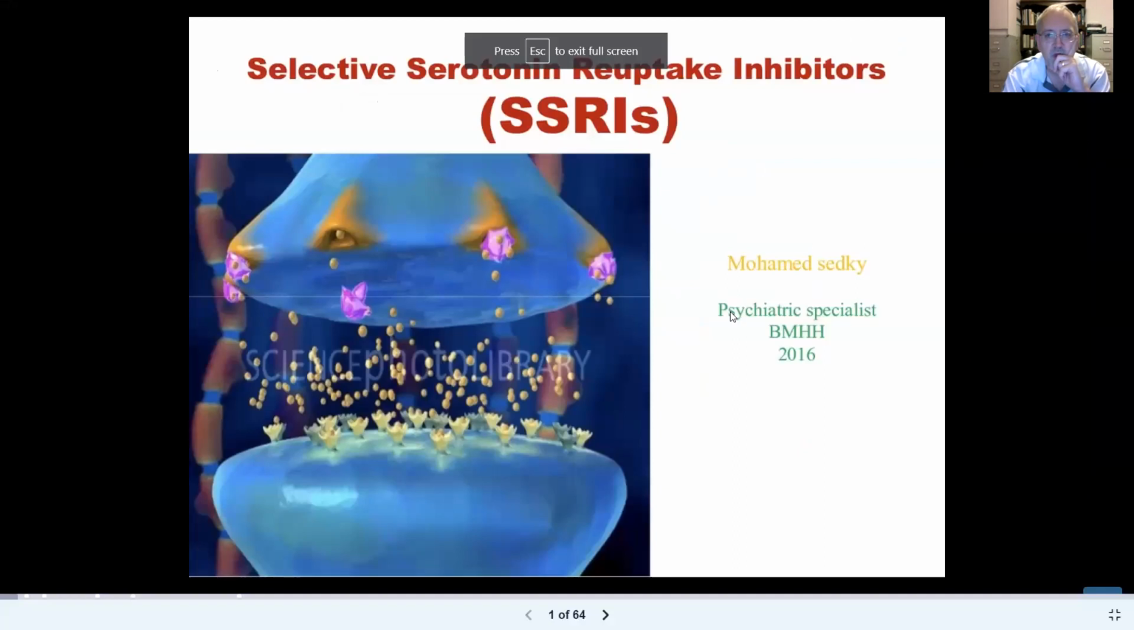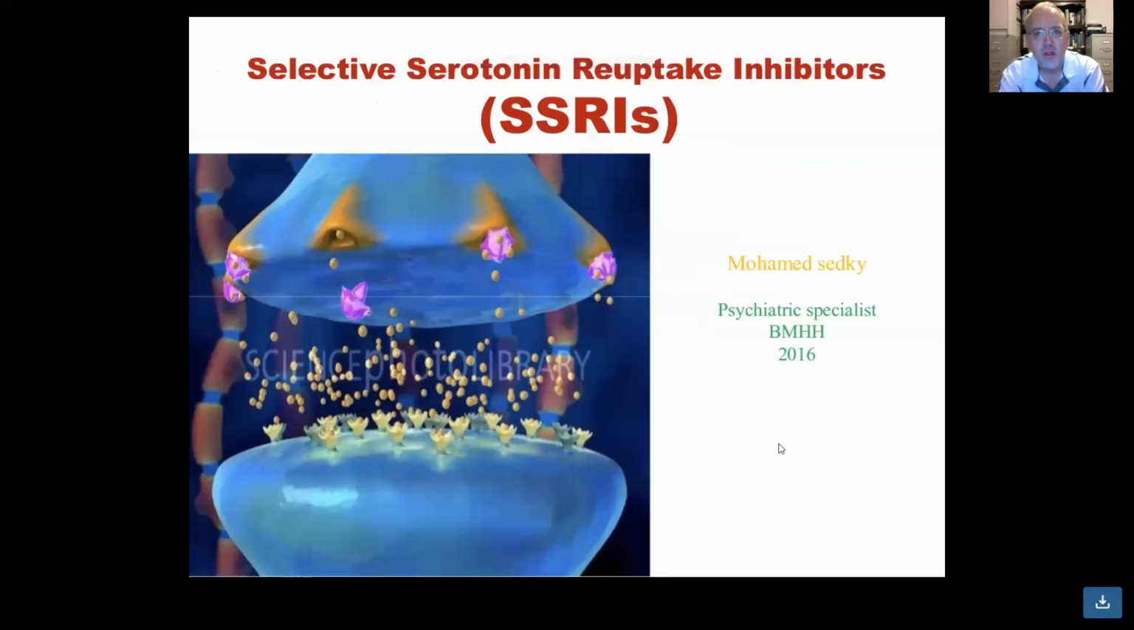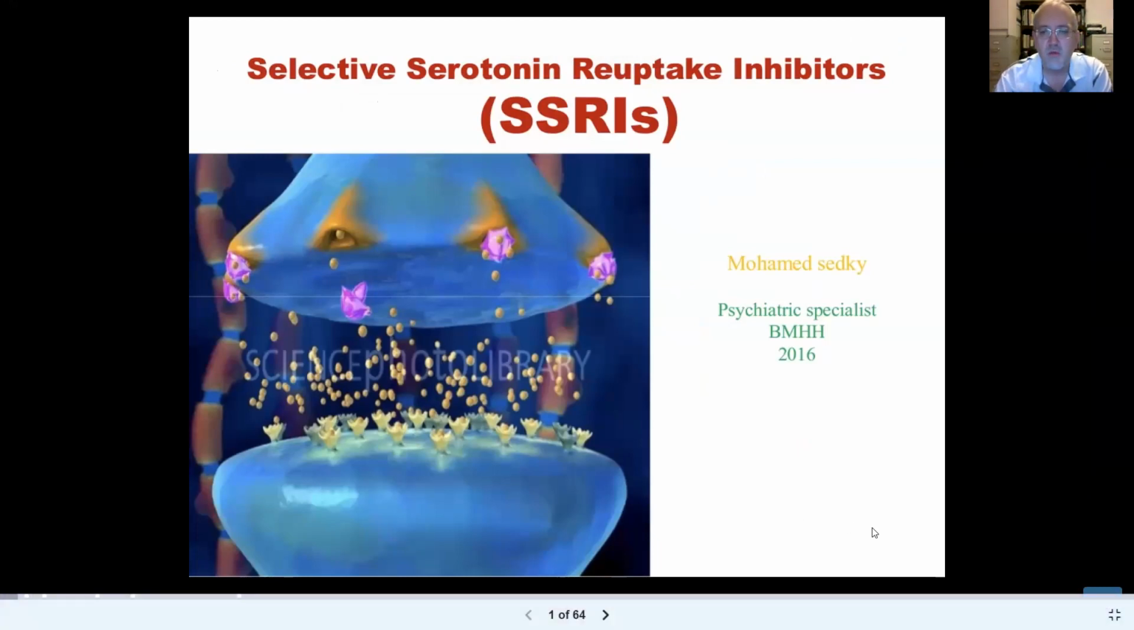Okay, so like I said, what we're talking about today is selective serotonin reuptake inhibitors, which are one of the more common types of psychoactive medications, and we'll talk about them here.